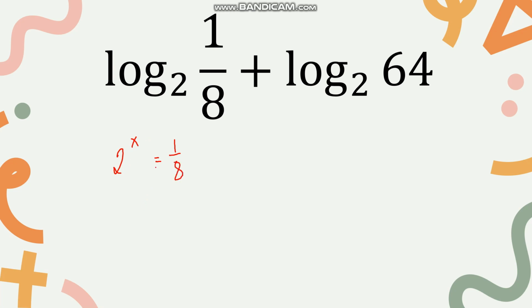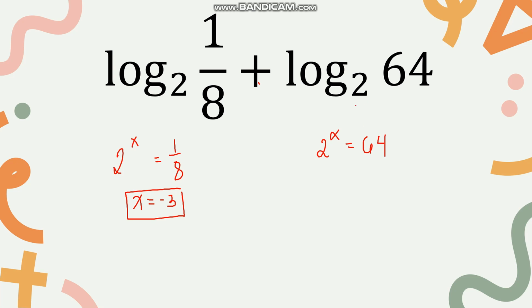Since, again, the argument that we have is a fraction, that means the exponent must be negative. And since the denominator here is 8, we can only get 8 if we raise 2 to 3. So that means x should be equal to negative 3. Again, we are using a negative number because we have to get the reciprocal. So 2 raised to 3 is 8, but if we take the negative of that, it will be a reciprocal. You'll do the same with the other one, 2 raised to x equals 64.